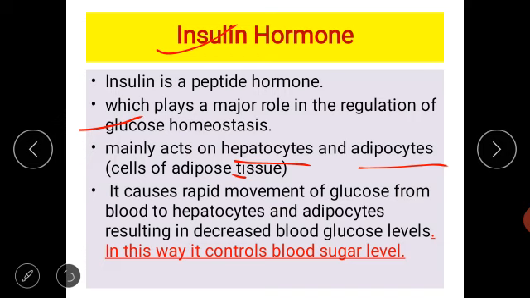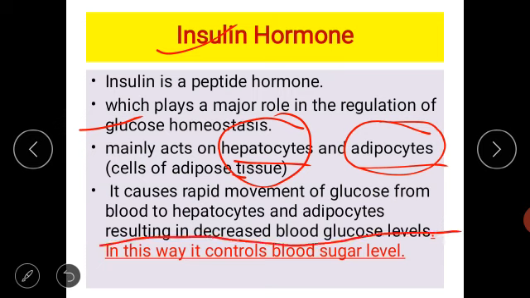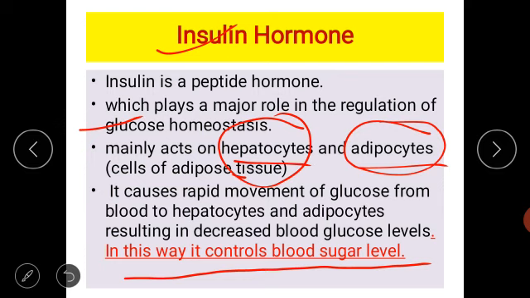So it causes the rapid movement of glucose into these respective cells, resulting in a decreased blood glucose level. In this way, the blood sugar level is maintained, and insulin and glucagon are efficient in controlling the blood sugar level.